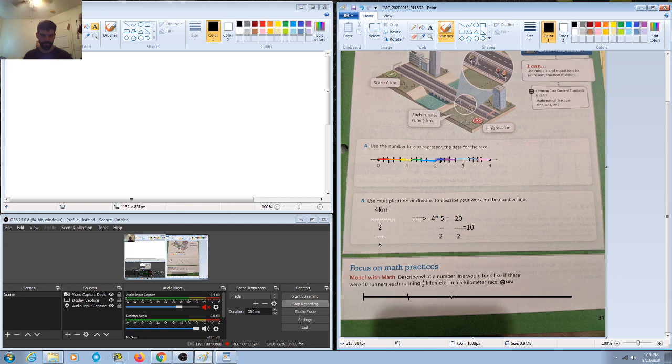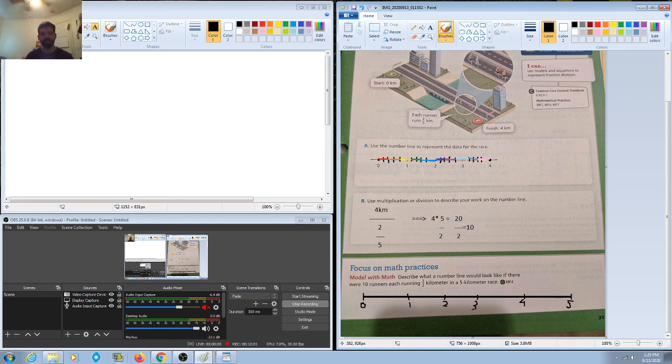It's about 1/5. It's about 2/5, 3/5, 4/5. Okay, so this is our 5-kilometer race. It starts at 0 and it goes to 5. Now, in this case, each runner is running half the race. So what I want to do here is break up each interval. So this is the 1st kilometer, this is the 3rd, this is the 4th, and this is the 5th.